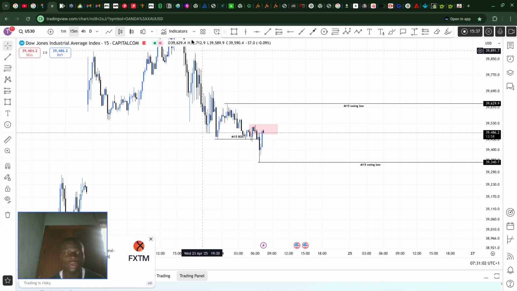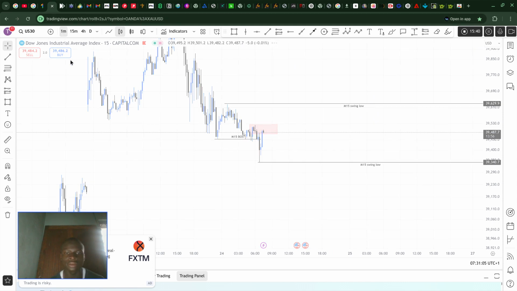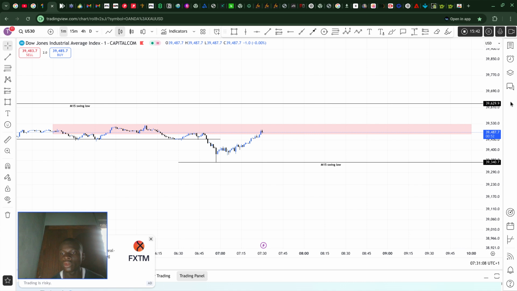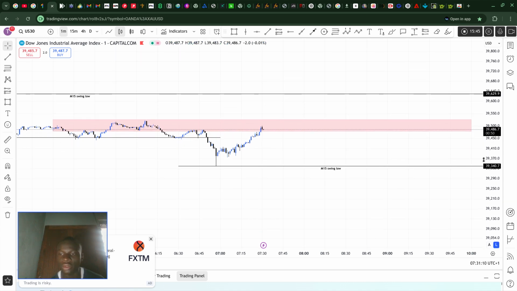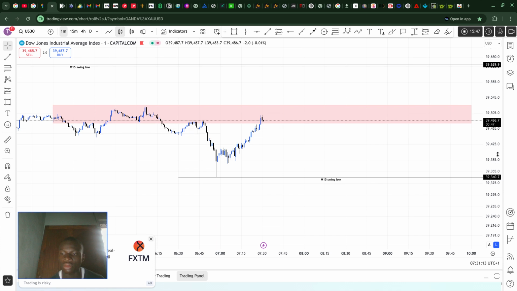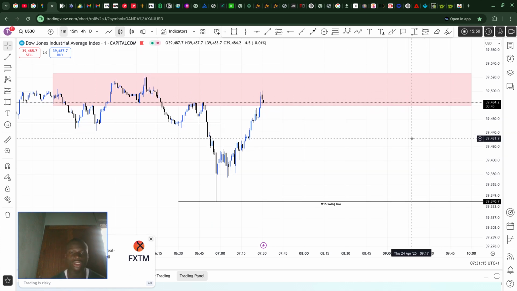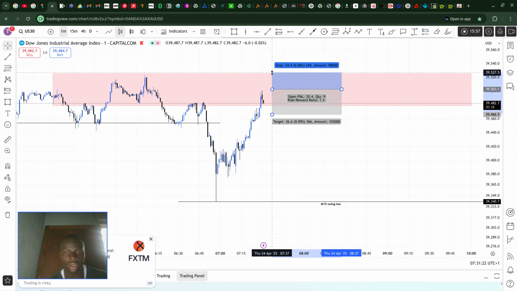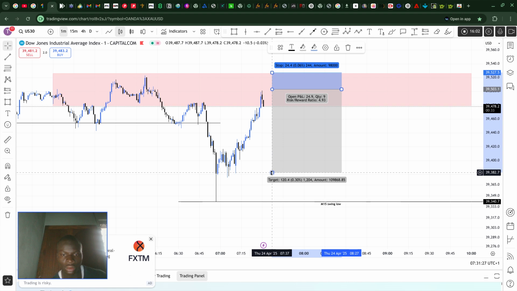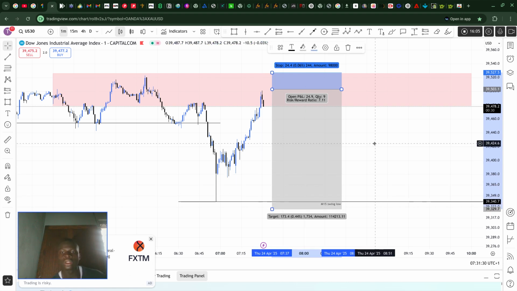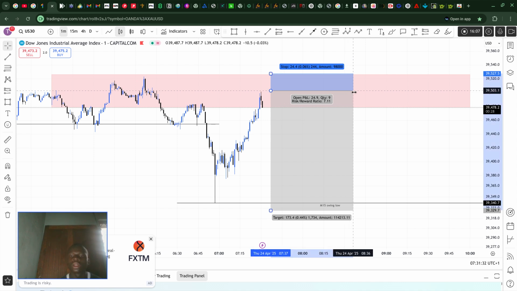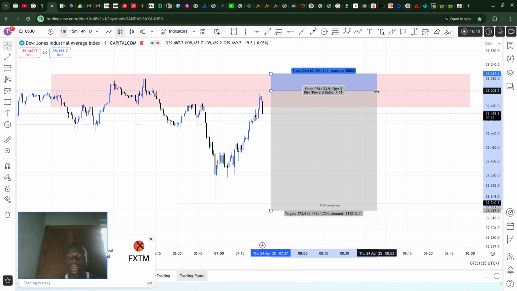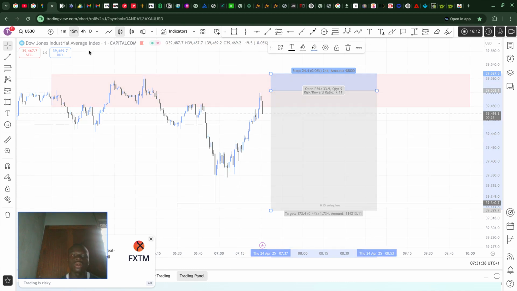From here you can look for the 1 minute to align. Let's see what the 1 minute is. You see, the 1 minute trend is going to determine what we are going to look for from this point here. So we can look for our short position from this point here and target the week low.